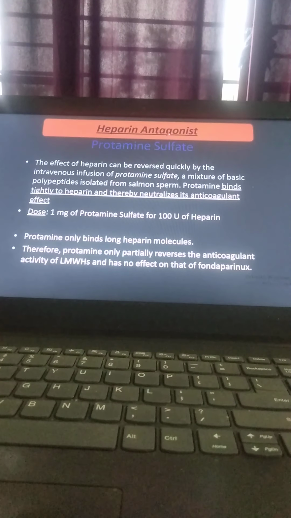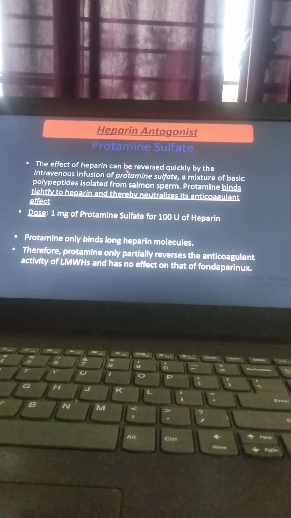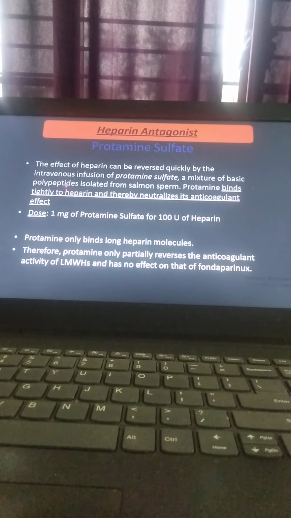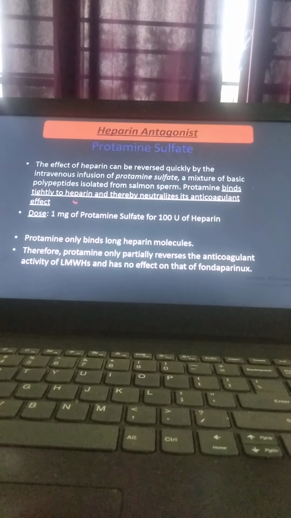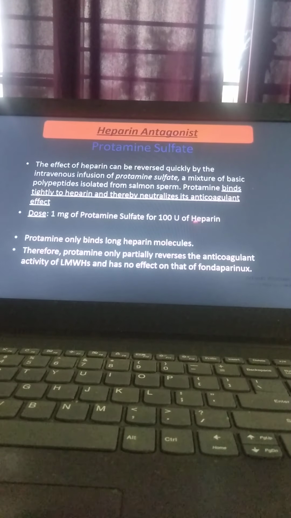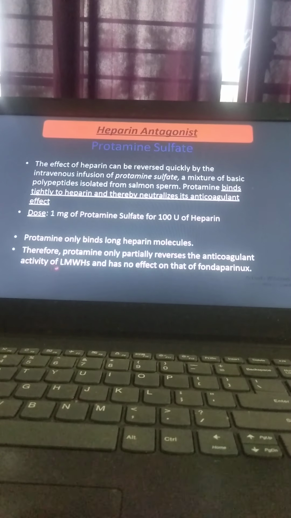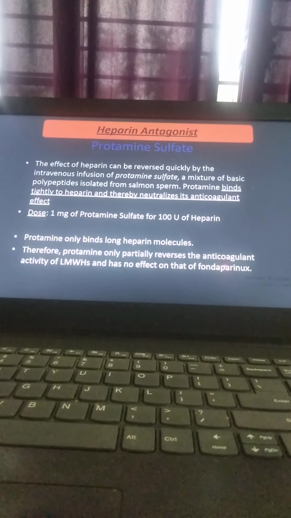Now, heparin antagonists, you will be asked this question also sometimes, protamine sulfate. The effect of heparin can be reversed quickly by intravenous infusion of protamine sulfate, a mixture of basic polypeptides isolated from salmon sperm. Protamine binds tightly to heparin and thereby neutralizes its anticoagulant effect. Dosage is 1 milligram protamine sulfate for 100 units of heparin. Protamine only binds long heparin molecules. Therefore, protamine only partially reverses the anticoagulant activity of low molecular weight heparins and has no effect on that of fondaparinux.